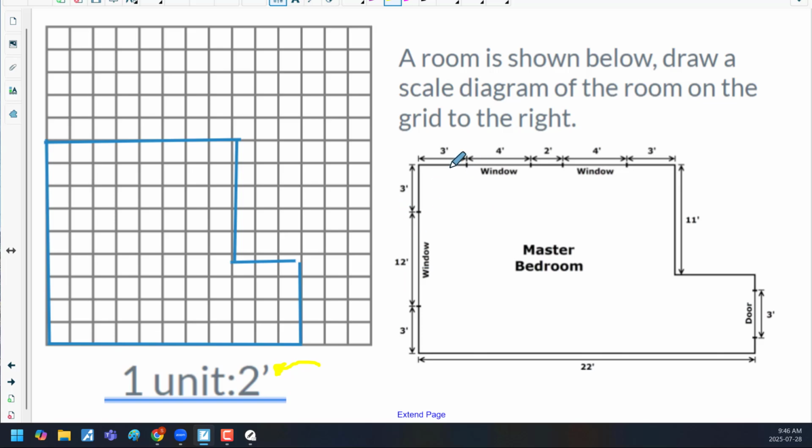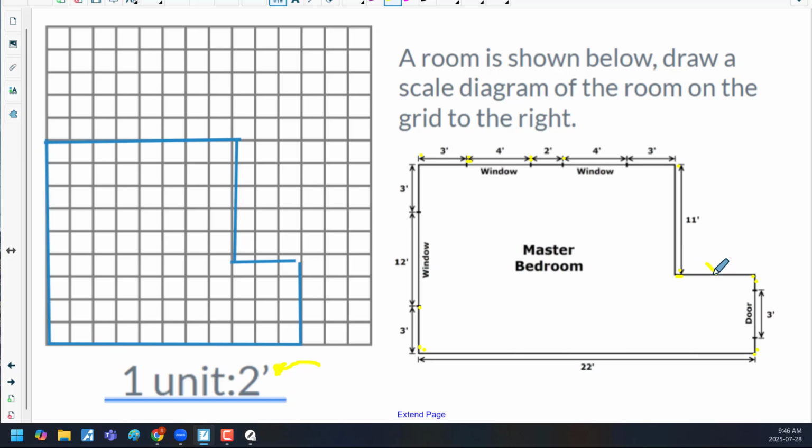So what they're measuring is from here to here is 3 feet. The window is 4 feet. Then there's space, so it's a 2 feet wall. Then another 4 feet window. Then another 3 feet wall. Then we have 11 feet from here to here. We don't know the distance from here to here, but we can figure that out using math. From here to here is 3 feet. That's a door. The whole thing from here to here is 22 feet. That's a big wall. Then we have 3 feet here. Then we have a nice big giant 12 feet window. And we have 3 feet here.